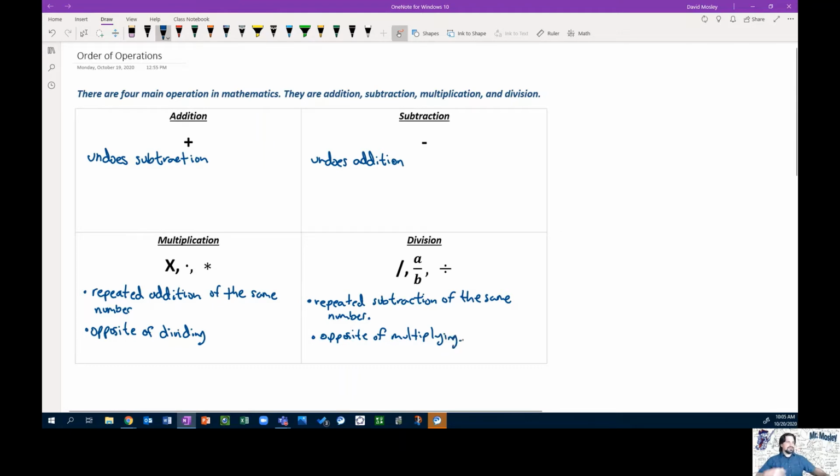So we have our basic operations. Hopefully you're familiar with how these work. Now that we know what they are and how they're related to each other, we'll look at order of operations.